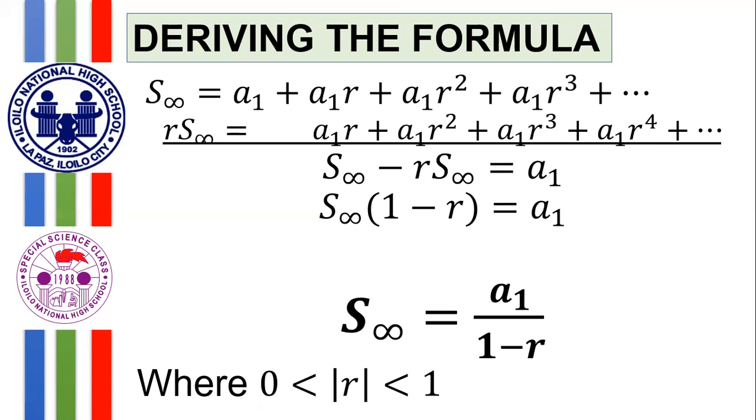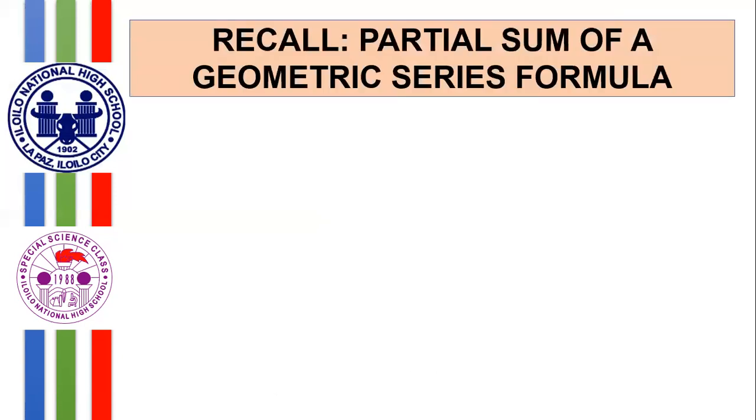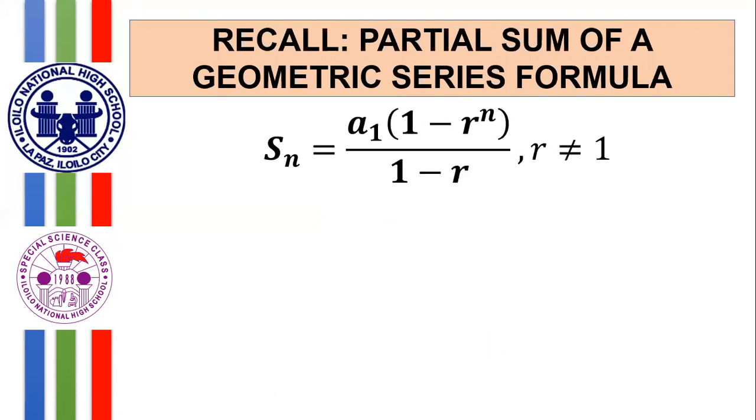But what I showed you here is kind of weak. So I will be presenting to you, for me, a better argument. Recall the partial sum of a geometric series formula. S sub n equals a sub 1 times the quantity 1 minus r to the n all over 1 minus r, where r is not equal to 1, because if r is 1, then your expression becomes undefined.